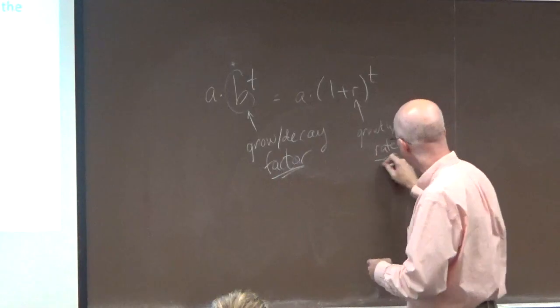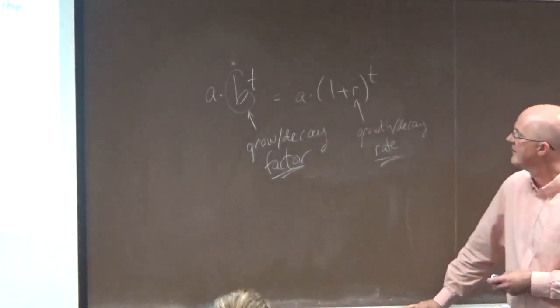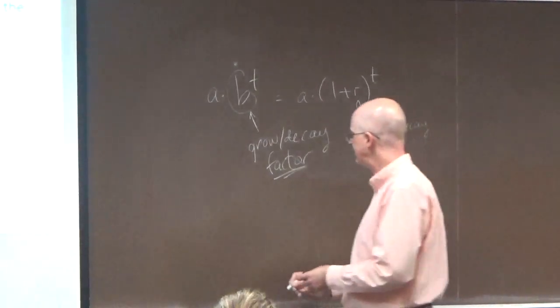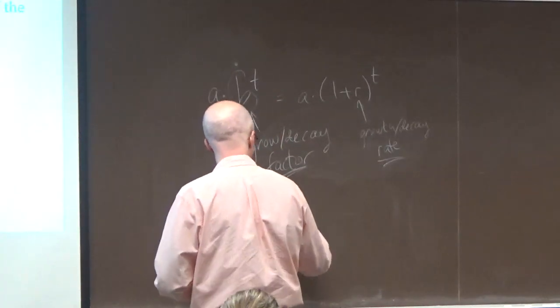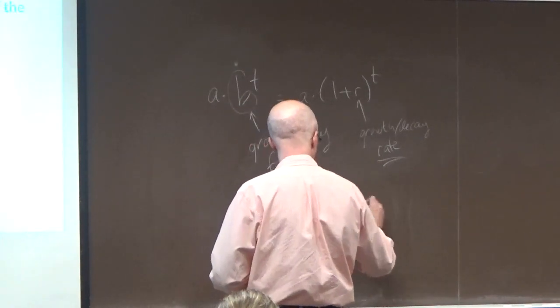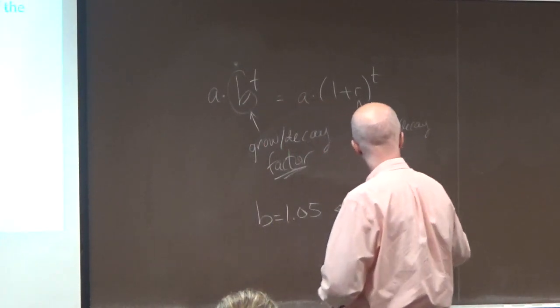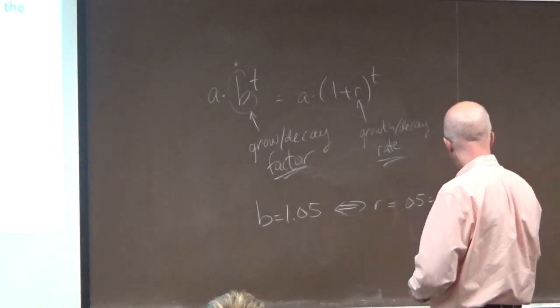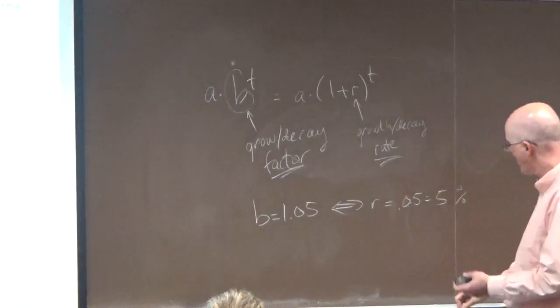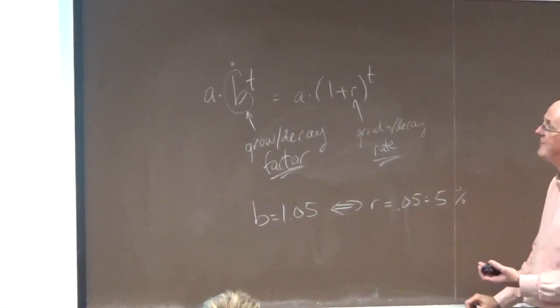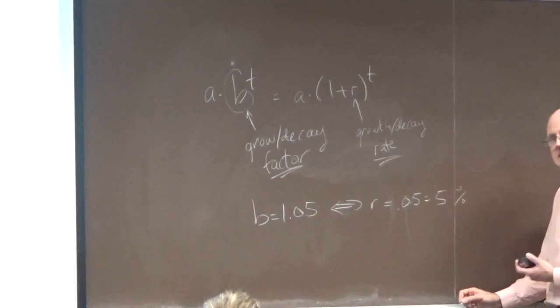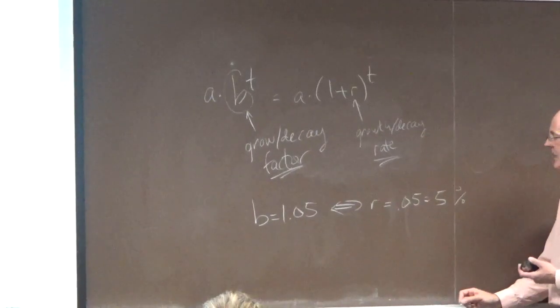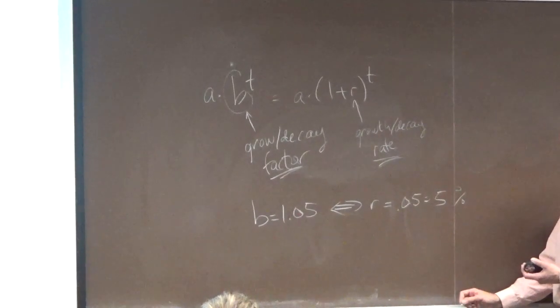Factor versus rate. For example, if B is 1.05, that's equivalent to R equaling 0.05 or 5%. That's 5% growth in Y per unit of T. Say T is time, that's per unit of time.